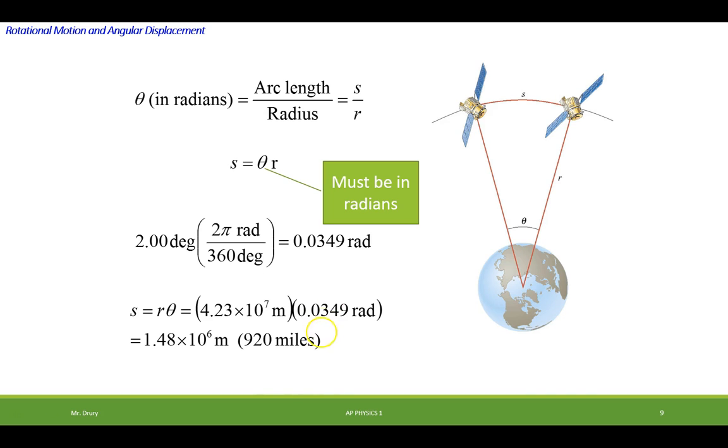Okay, so now we use the equation for arc length, and we can solve for the arc length s, and the arc length is 1.48 times 10 to the 6 meters, which is the same thing as 920 miles.